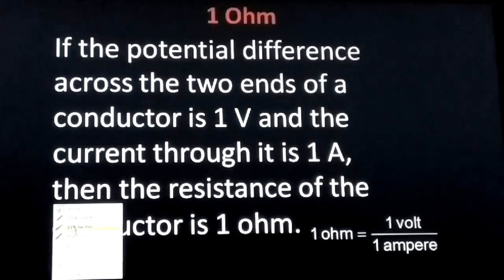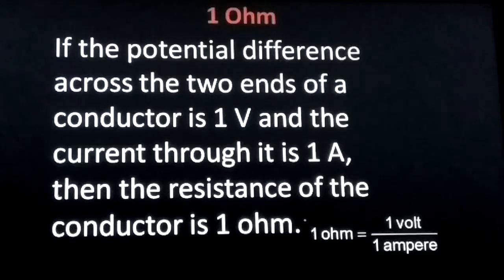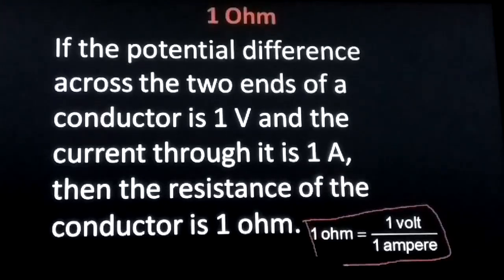In the form of formula. If you observe here, this is 1 ohm. 1 ohm equals 1 volt by 1 ampere. That means if the potential difference across the two ends is 1 volt and the current through it is 1 ampere, then the resistance is 1 ohm.